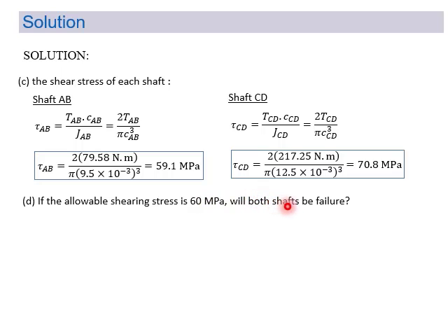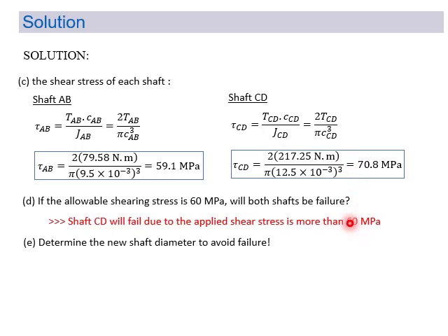In the next question, you are asked if the material of the shaft has a global shearing stress of 60 megapascal, will both shafts fail? This is the value that cannot be exceeded by both shafts. More than this, the shaft will fail. So you just need to compare the stress values you obtained from point C. Shaft AB is obviously less than 60 megapascal, so shaft AB is safe, while shaft CD has a shear stress of more than 70 megapascal. Therefore, we can conclude shaft CD will fail due to the applied stress, which is more than 60 megapascal.